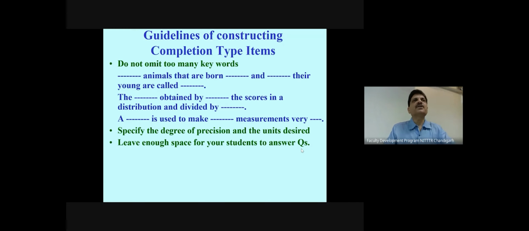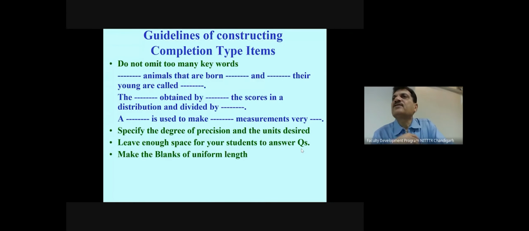Leave enough space for the student to write the answer. Suppose you are supplying the question paper and you are asking him to write the answer on the question paper itself. So the length of the blank should be such that student can write the answer conveniently. Make the blanks of uniform length. Why? If yes, you are very right.